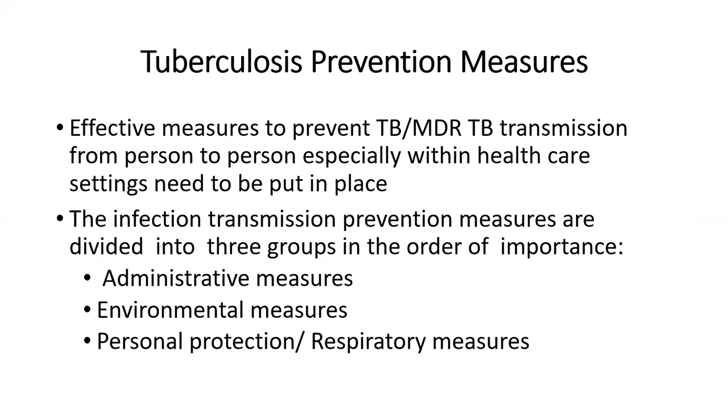Tuberculosis prevention, that is continuation. For effective prevention of TB and multi-drug resistant TB transmission from person to person, especially within healthcare settings, measures need to be put in place. And also the infection transmission prevention measures, we have divided them into three groups in order of their importance. We have to prevent tuberculosis, we have to include the management in this, that is the administrative. And also we have to bring in the environmental control and personal protection. We'll discuss this, or respiratory measures.